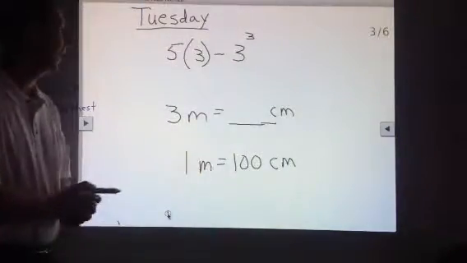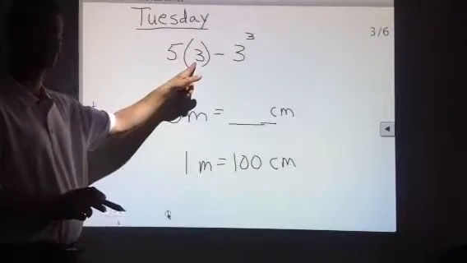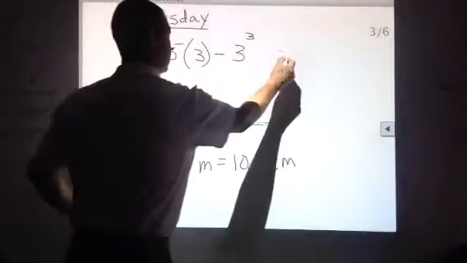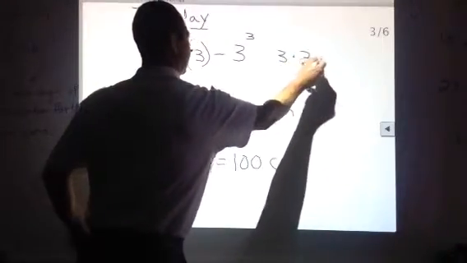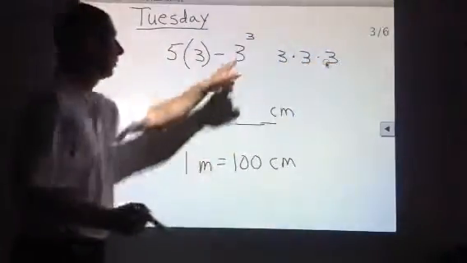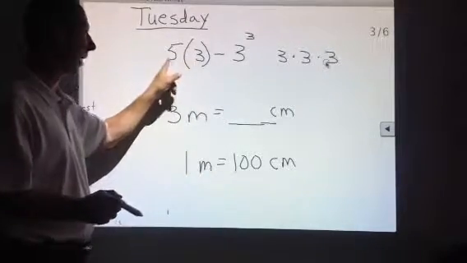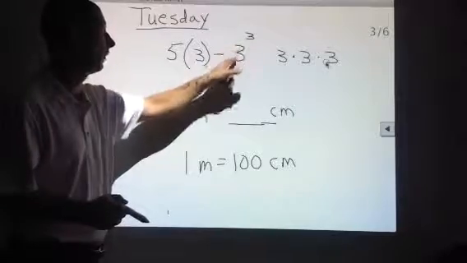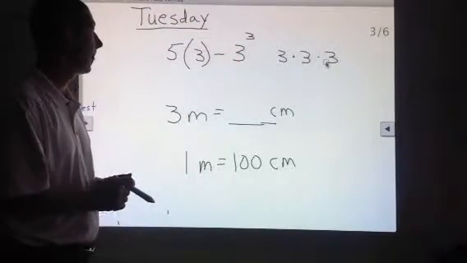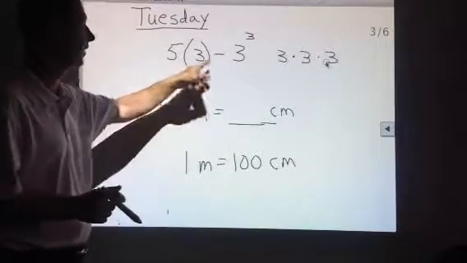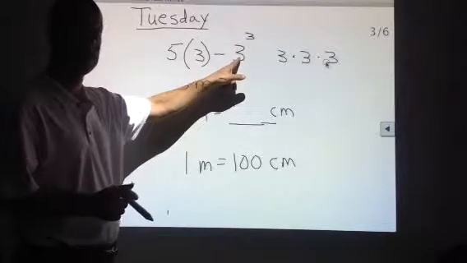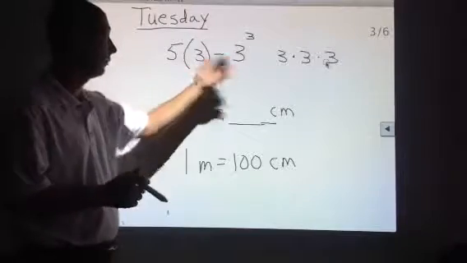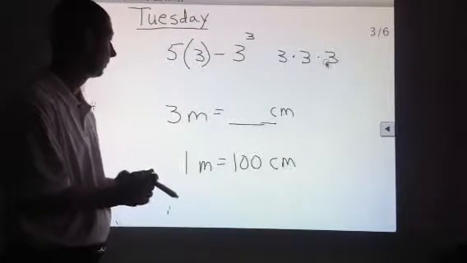For Tuesday, you got a problem where Z is 3. So I put it in here. Now remember, this is 3 times 3 times 3. That's going to be the value of that. Go back and do this first, though. After you solve here, this is multiplication, so you got 15 minus your answer you get here, which is going to be a negative answer because you're subtracting more than 15.